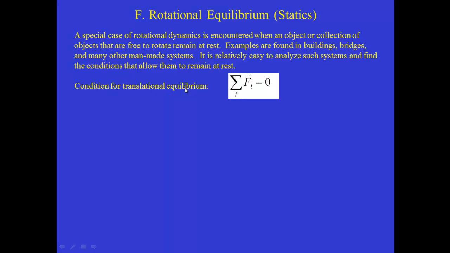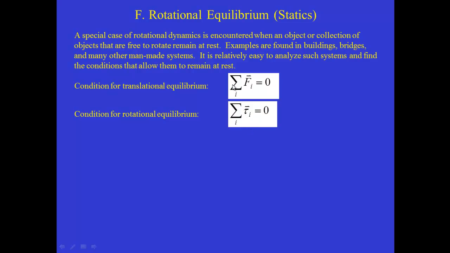For translational equilibrium, there can be no net acceleration, which means that the sum of all the forces that act on the object are equal to zero. Then, for the case of rotational equilibrium, the same kind of thing holds true, except it's the kinds of influences that would produce rotation that have to add up to zero. And we've already seen that rather than use force, torque is the quantity that's involved here.